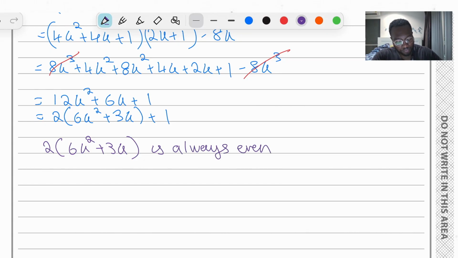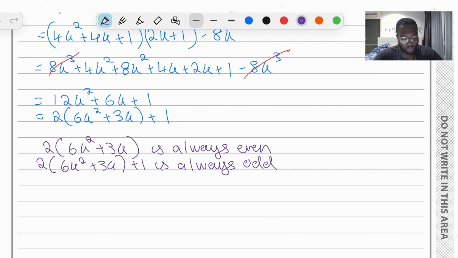Okay, therefore, if we add 1 to that value, we get 6k squared plus 3k, and then plus the 1. This will always now be odd, okay? Because we're just adding 1. If something's even and then we add 1, it's always going to be odd. So if we have an even number, we add 1, that is always going to be odd, okay?